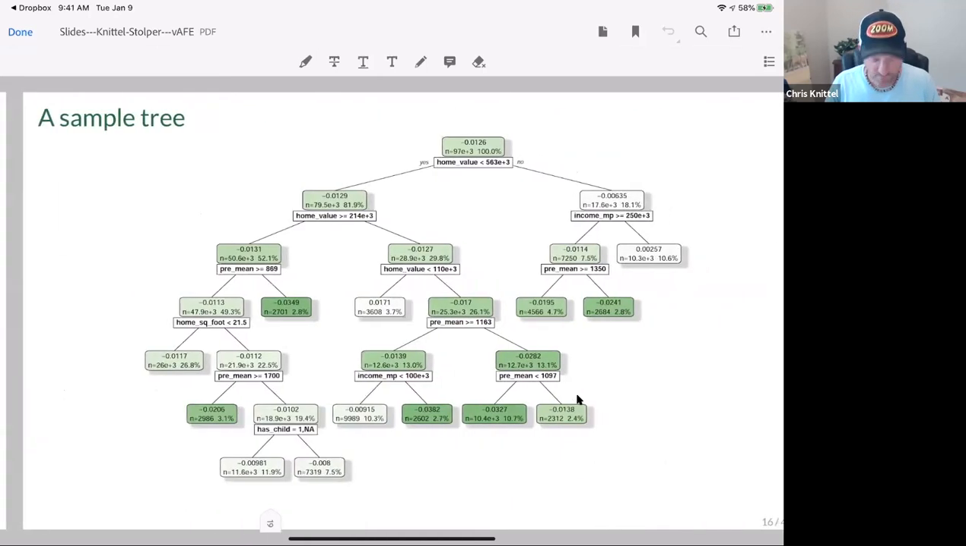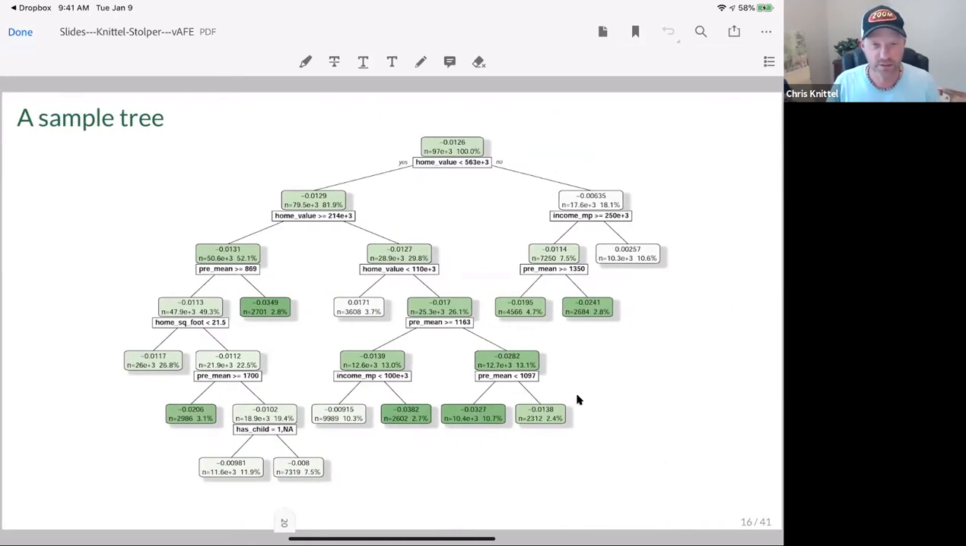Okay, so here's what a tree looks like. This is an actual tree in our data. Here you can see the first split was on home value. To the left are home values below 563,000, to the right above. Then to the left, it splits on home value again. To the right, it splits on income, and so on and so forth. So you could trace the tree as it continues to split. We have a minimum leaf size in our setup, so at the end of it, that's what stops it from splitting.